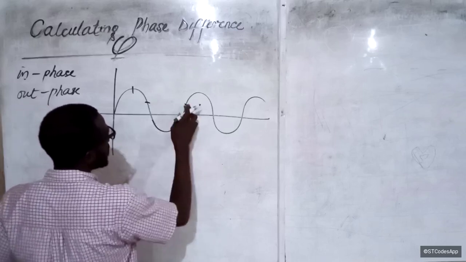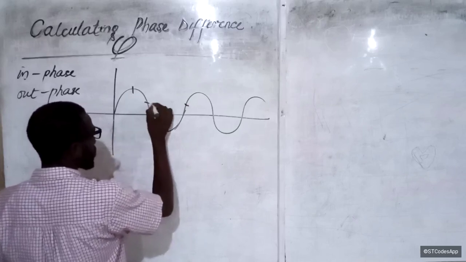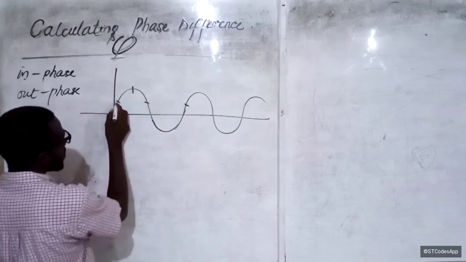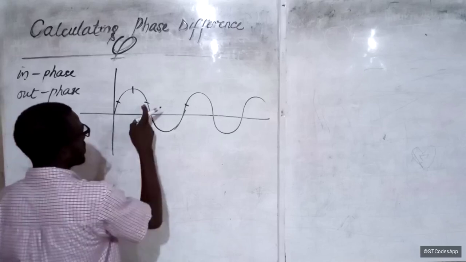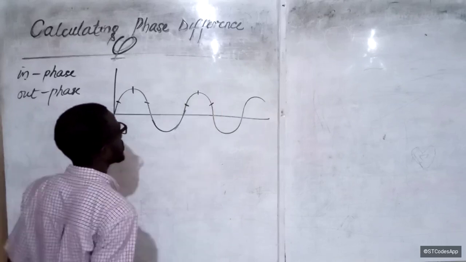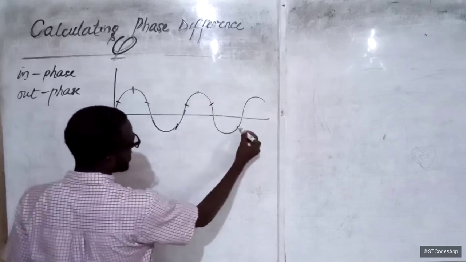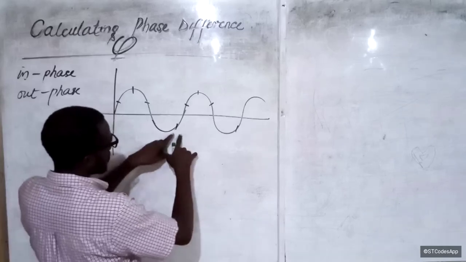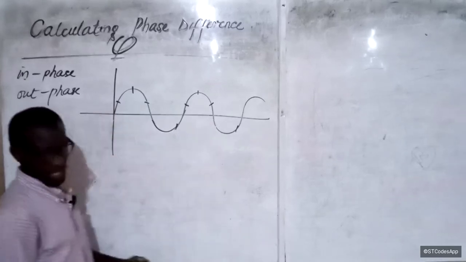This point is in fact not in phase with this point. This point is actually in phase with this point here. Do you get it? This point is in phase with this point. This point is in phase with this point. This point will be in phase with this point, not with this point. Do you understand? All right.